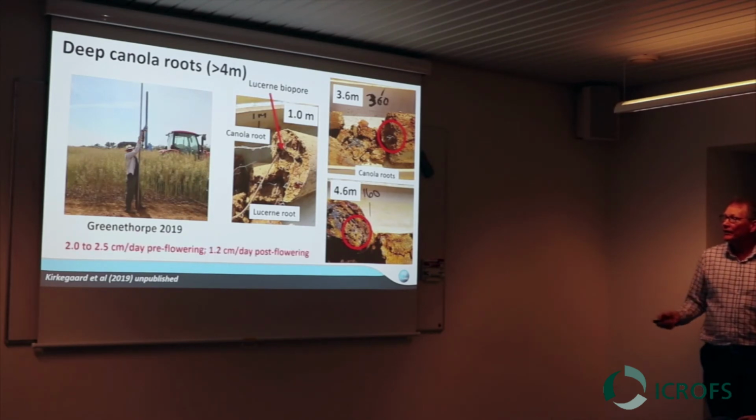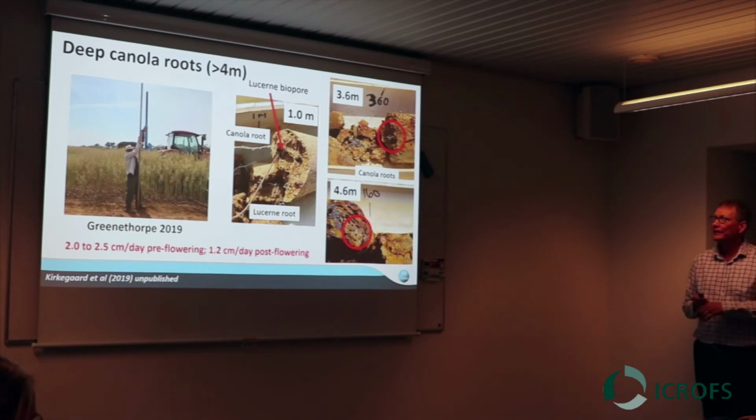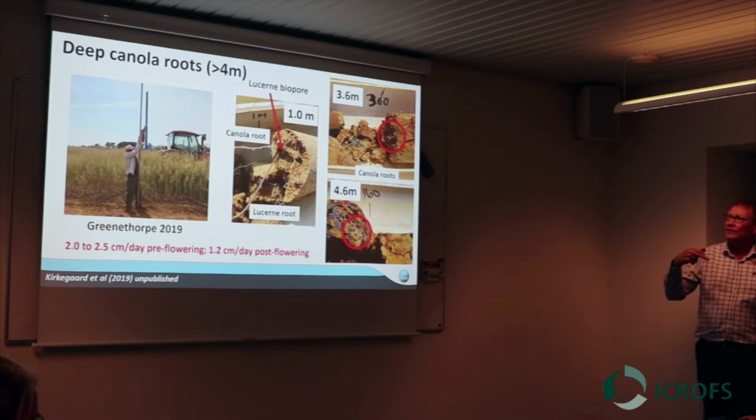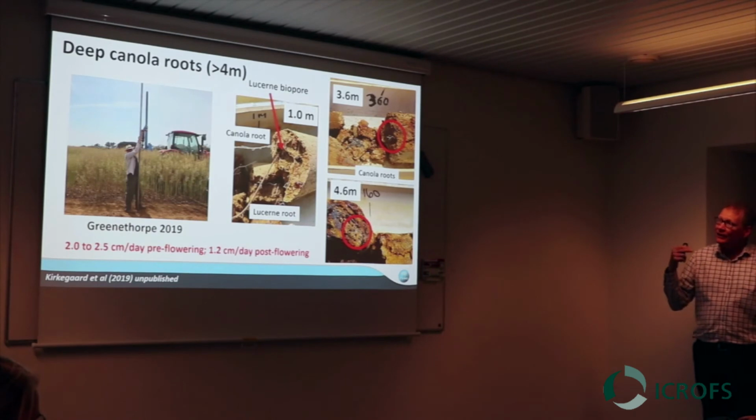So again, the canola was growing down at somewhere between 2 to 2.5 centimetres a day before flowering, and then 1.2 centimetres post-flowering. So both wheat and canola, sown early, can get their roots deeper, utilise soil moisture and convert that into yield.